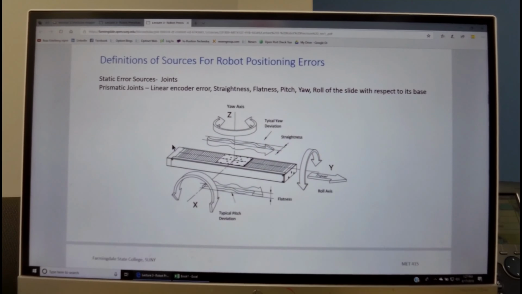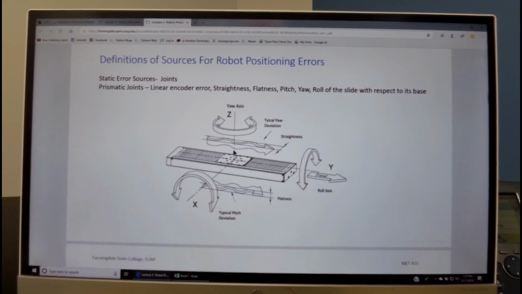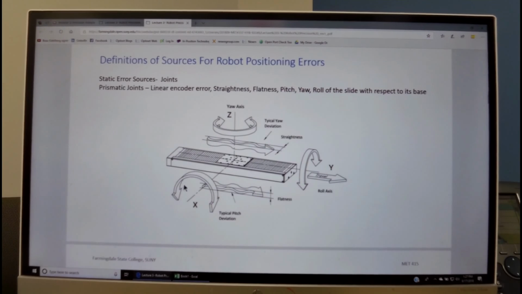When we look at the Cartesian robot or a Cartesian link, we see 6 sources of errors. We see that when the slide moves in the direction, there may be error due to the measuring device, the encoder, in the direction of travel. There may be straightness error, how straight this moves, and also flatness error. And in addition, along each one of these XYZ coordinate axes, there may be angular errors such as pitch, yaw, and roll.